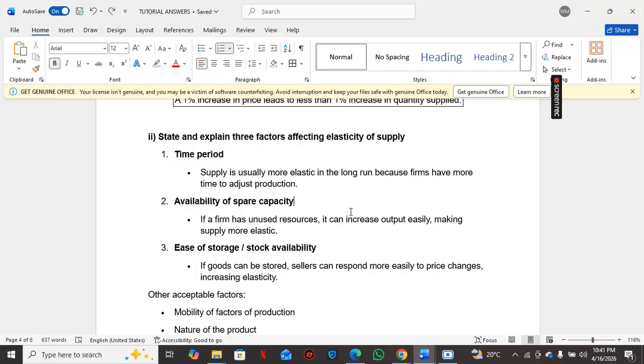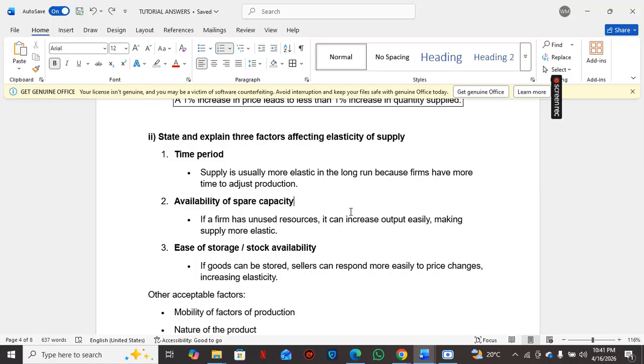Those are some of the factors that will affect elasticity of supply. Time period: in the long run, when time passes, supply becomes elastic. Number two, availability of spare capacity: spare machinery, spare equipment, spare land, even spare workers. Remember, land, labor, capital, factors of production. If you've got spare factors of production, supply is elastic. If you don't have this, supply is inelastic.